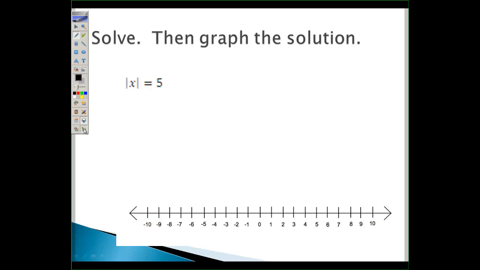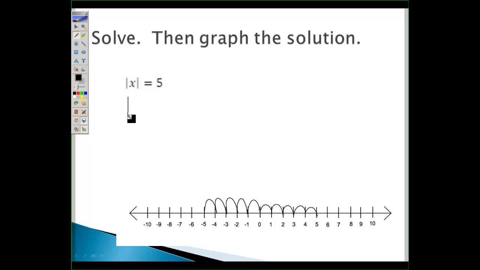The directions say solve and graph the solution. So without doing any algebra, I want to just think about what the solutions could be. I know that in order for it to be a true statement, the left side has to equal the right side. So initially I'm going to say, all right, well, there's two numbers. This is 0, and our absolute value means the distance away from 0. There's two numbers that are 5 away from 0: 5 and -5.